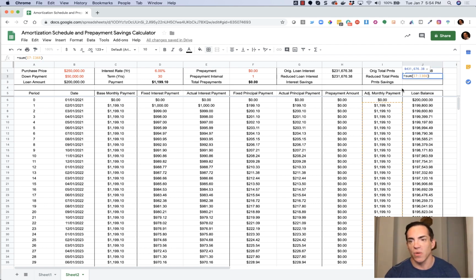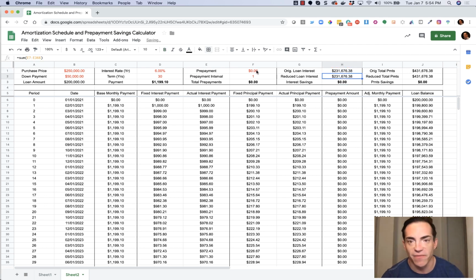And then the reduced total payments is saying, okay, let's look at how much we actually spent. The total adjusted monthly payments, which was the base monthly payments plus any prepayments that were made for that month, how much did we actually spend, right? And it tallies that all up and compares it to the original payment times the total term. And then from that, we see if we saved any money. So this calculation is simply going to be this minus this. This calculation is simply going to be this minus this.